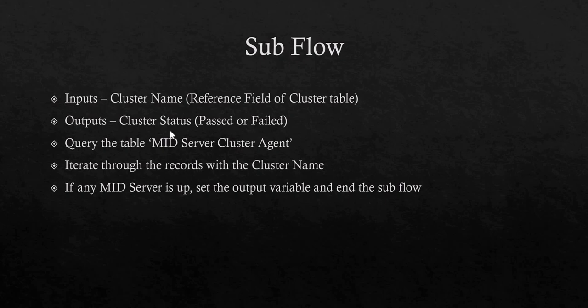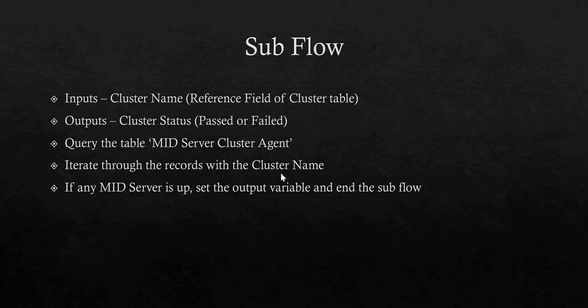The output of the subflow would be the cluster status, which will pass back the status of any of the mid servers if they are up or down. And if they are up, it will return the pass value, or if all the mid servers under that mid server cluster are down, it will return failed. After this, we will be querying the M2M table, which is mid server cluster agent table, and we will use the condition as the cluster name which we had in inputs. So it will query all the records in the many to many table with the cluster name, and then we will iterate through all the records with the cluster name.